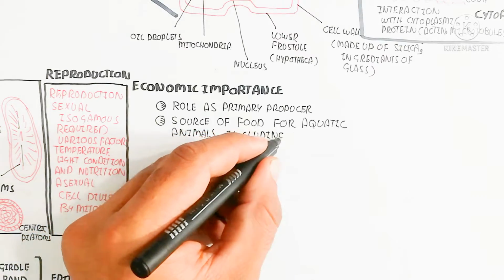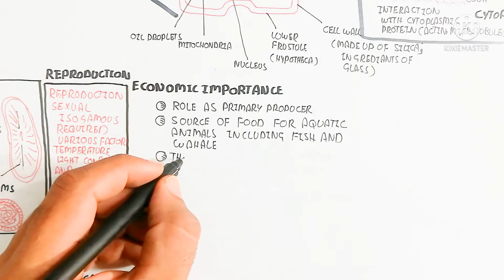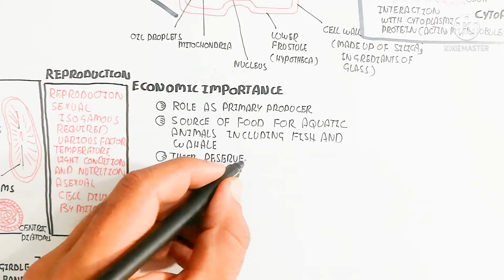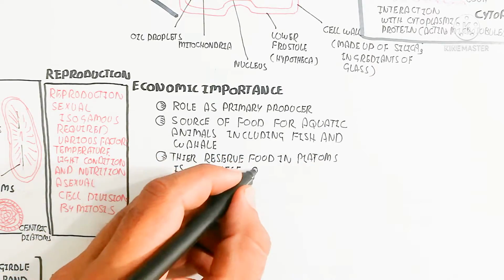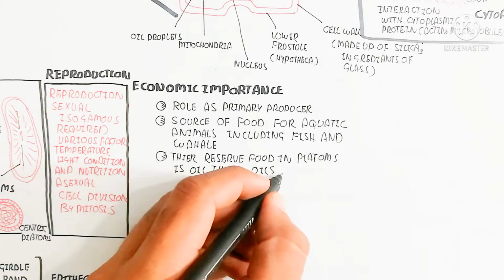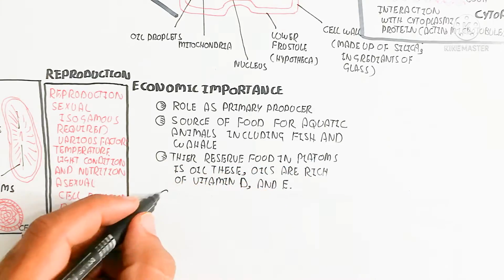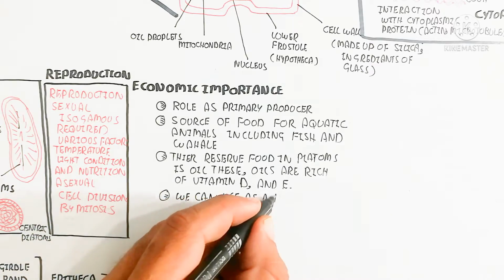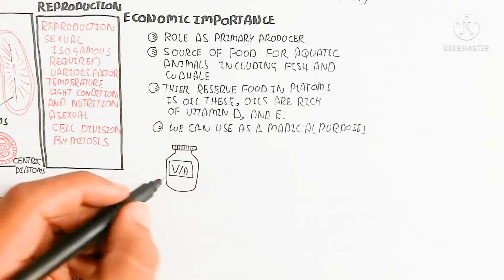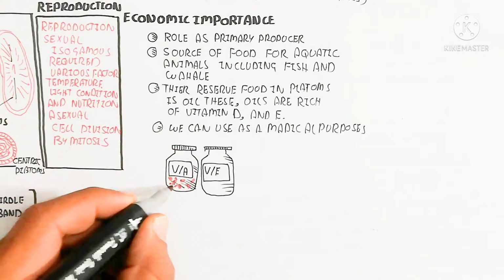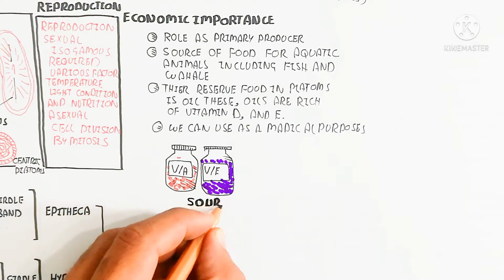Here is the economic importance. As a primary producer, meaning an autotroph, it produces glucose, starch, and oils as a source of food for aquatic animals including fish and whales. The reserve food in diatoms is oil. These oils are rich in vitamins D and E, and we can use them for medical purposes, as a source of protein and vitamins A and E, which are very important for our health.